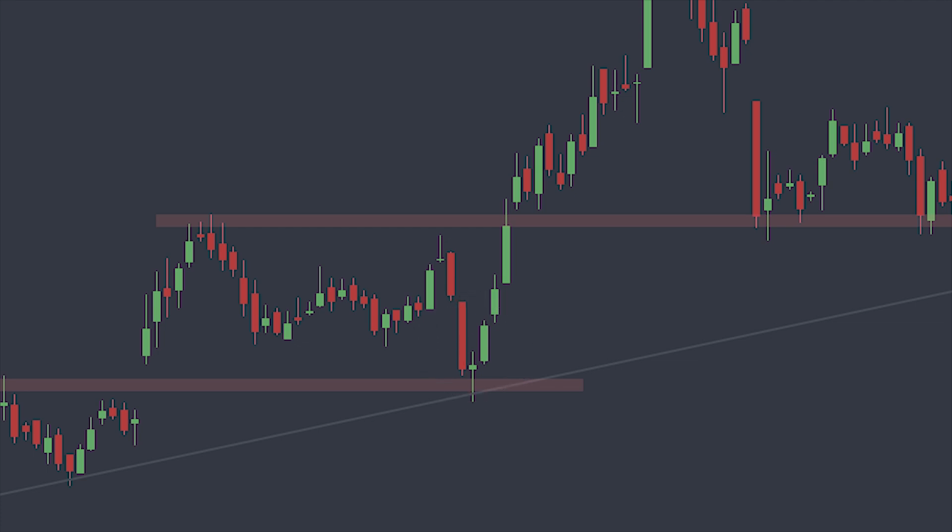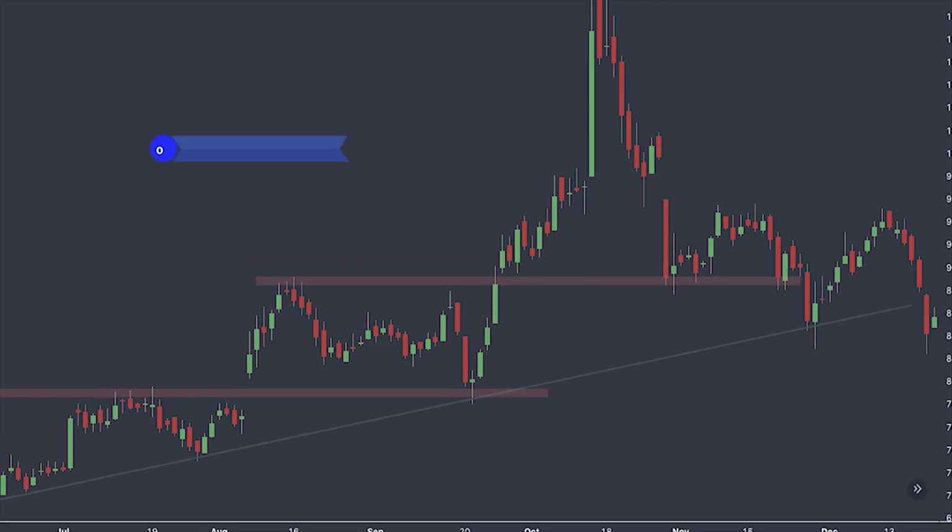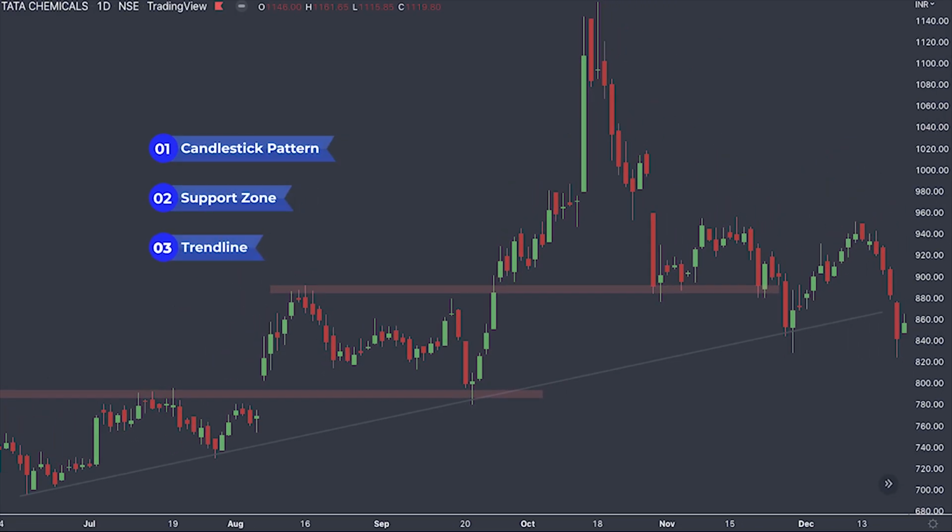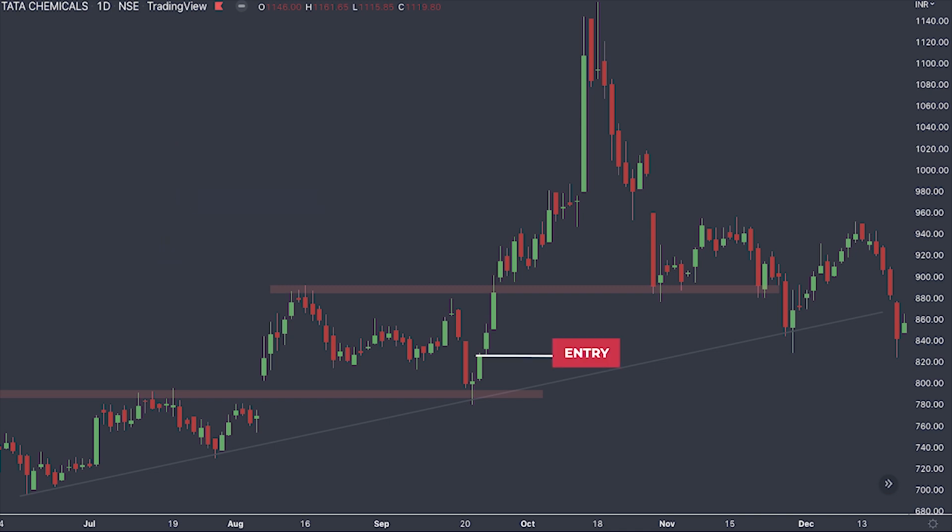We have a candlestick pattern along with support and along with a trend line. So these are like three conditions we have in order to take a trade. So you can enter right at this green candle. The stop loss will be below the trend line, and the previous high would be your place to book your first profit, or you can even trail your stop loss based on the move.